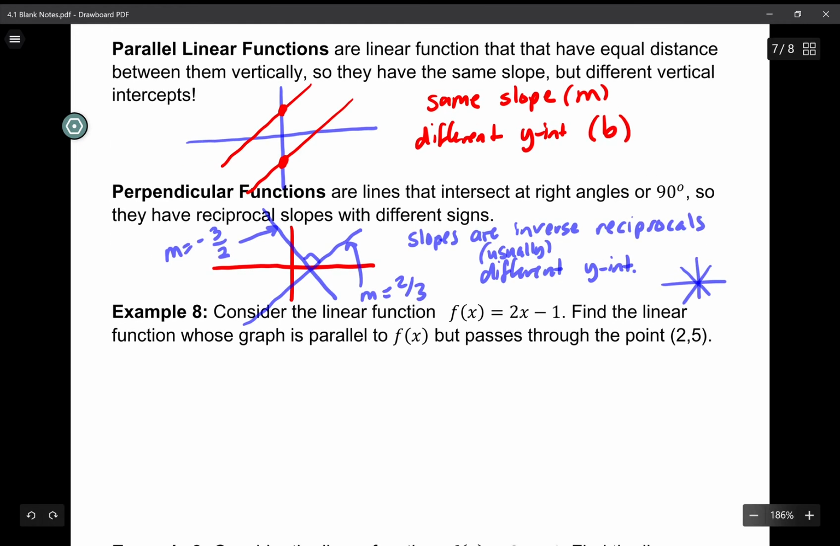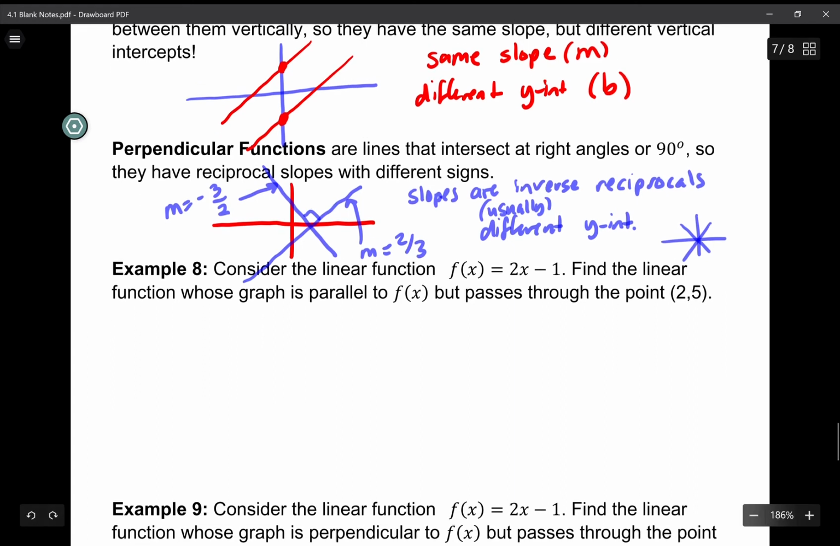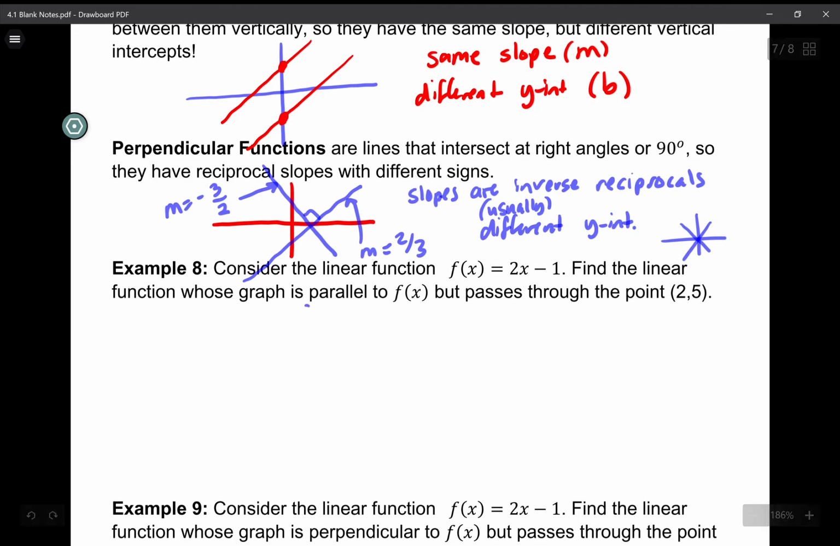All right, let's practice this newfound information about parallel and perpendicular functions. So let's say we have a linear function f of x equals 2x minus 1. And we want to find another linear function that is parallel to f of x, but also passes through the point (2, 5). All right? So we're trying to find a parallel function to f of x that passes through the point (2, 5).